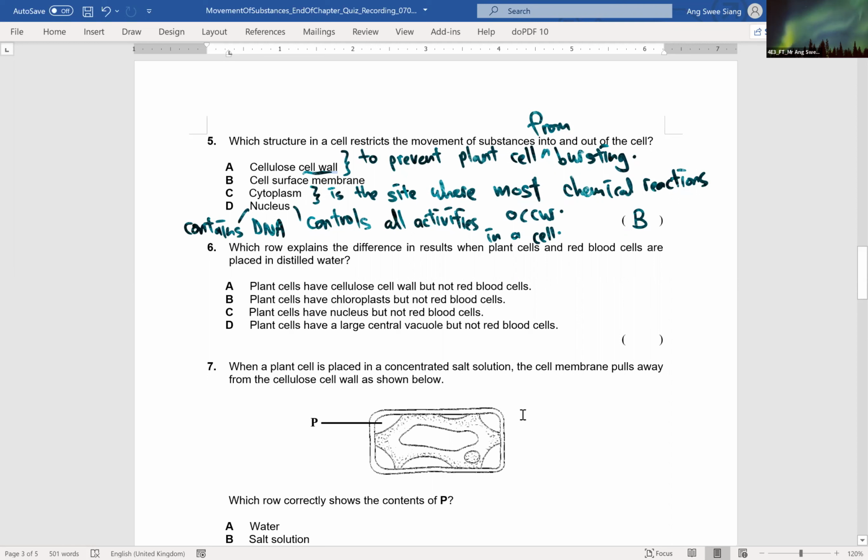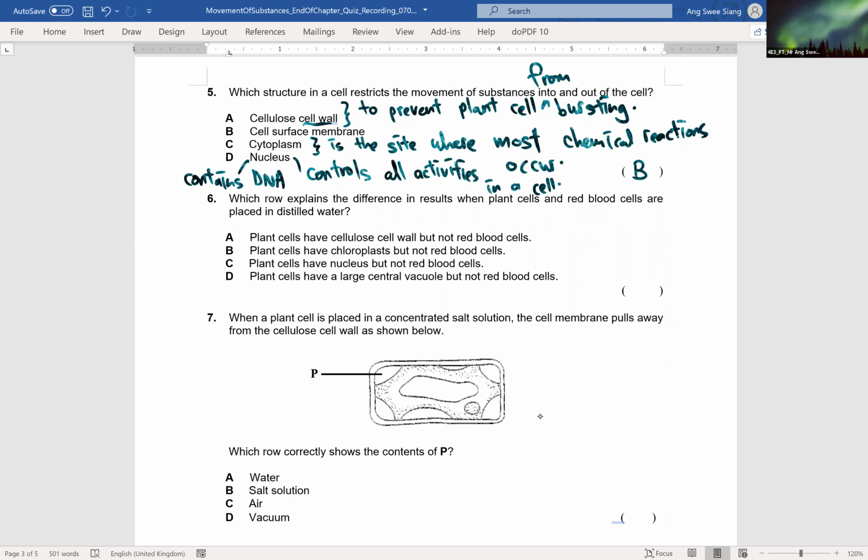And for question 6, which role explains the difference in results when plant cells and red blood cells are placed in distilled water? So when you place cells in distilled water, the distilled water definitely has higher water potential than the cells. So the cells will have lower water potential.